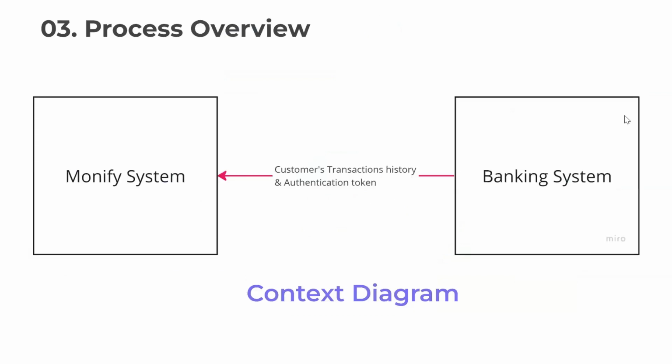Next up, I will go through our process overview. This is the context diagram. Since Monify has a feature called bank synchronization, we will need to sync up with the banking system, and the banking system will give back to the Monify system the customer transaction history and authentication token.